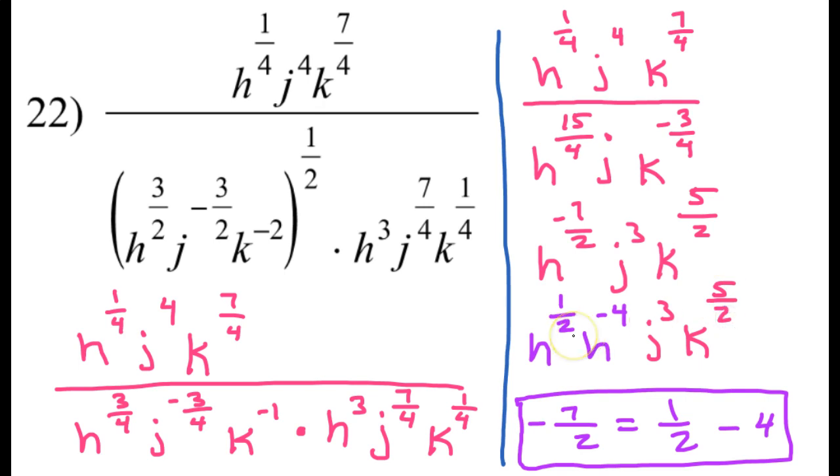Alright, take a moment to convince yourself that I have not changed anything. If I were to multiply these two together, I'd have to add the exponents. And I'm saying if I add these exponents, I'm going to get negative 7 over 2. And you can see that right here. If I add these two numbers together, you see that they equal negative 7 over 2.